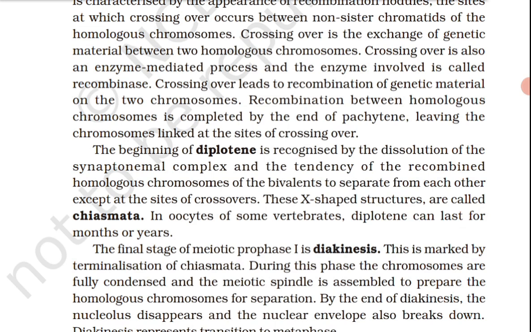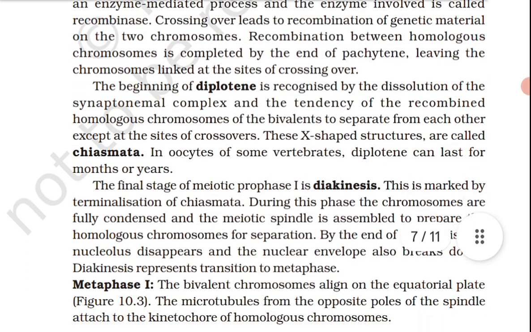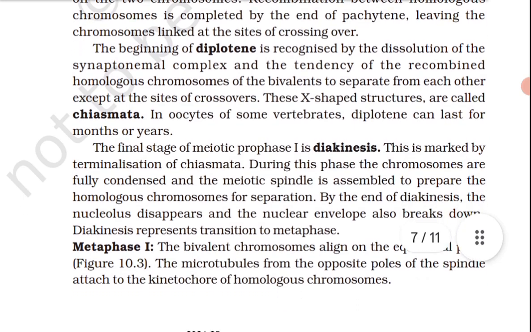Next is anaphase second. It begins with the simultaneous splitting of the centromere of each chromosome, which was holding the sister chromatids together, allowing them to move towards opposite poles of the cell by shortening of microtubules attached to kinetochores.